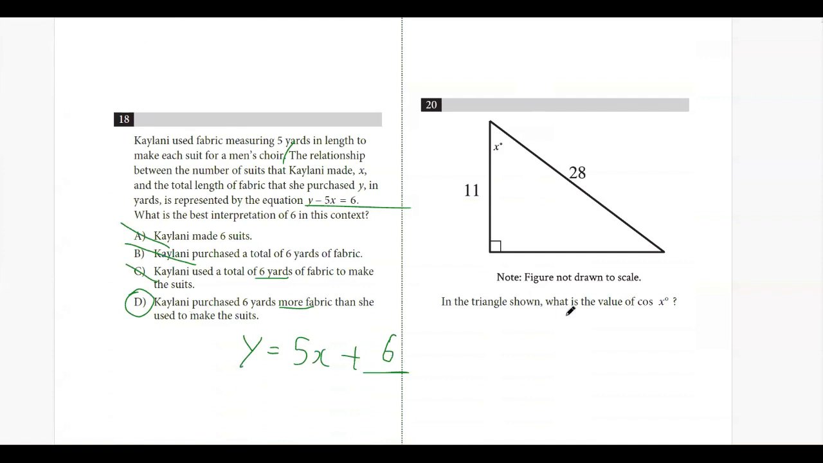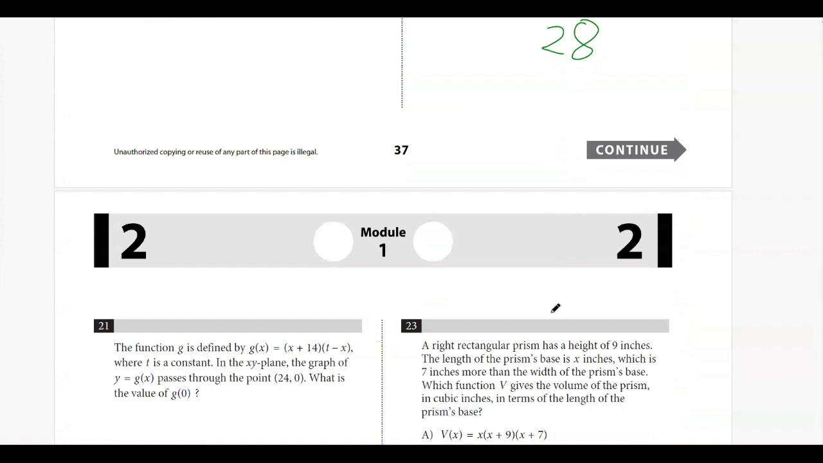In the triangle shown, what is the value of cosine x? Cosine is adjacent over hypotenuse, so it's 11 over 28 because 11 is adjacent and this is our hypotenuse.